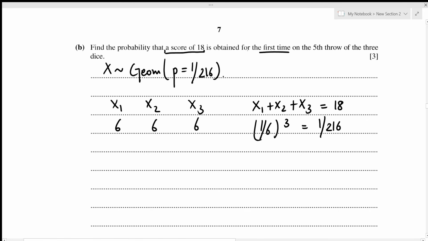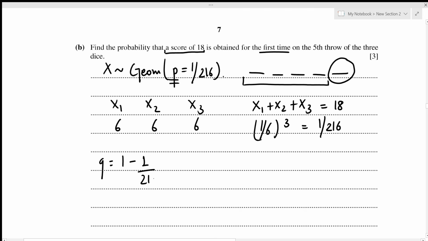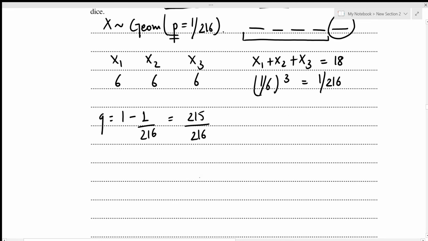Alright, and we need to obtain the score of 18 for the first time on the fifth throw. So that's going to be 5 throws, and we need success over here, which means that we need to have 4 failures before the first success. If the probability of success is 1 by 216, then the probability of failure is going to be 1 minus 1 by 216, which is 215 by 216. Alright, let's just figure out the required probability.